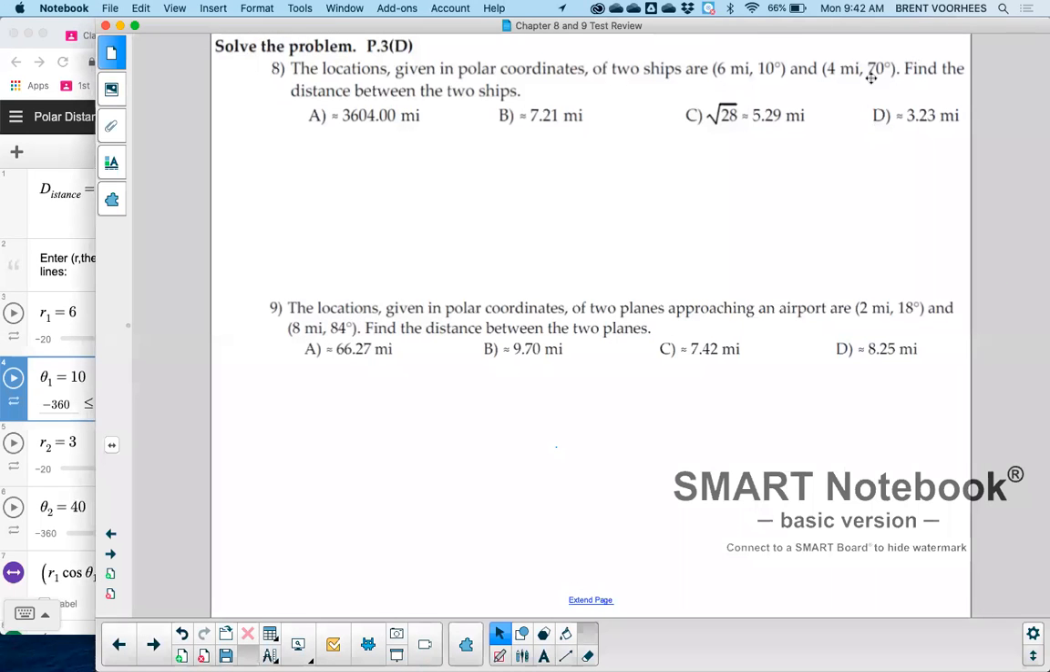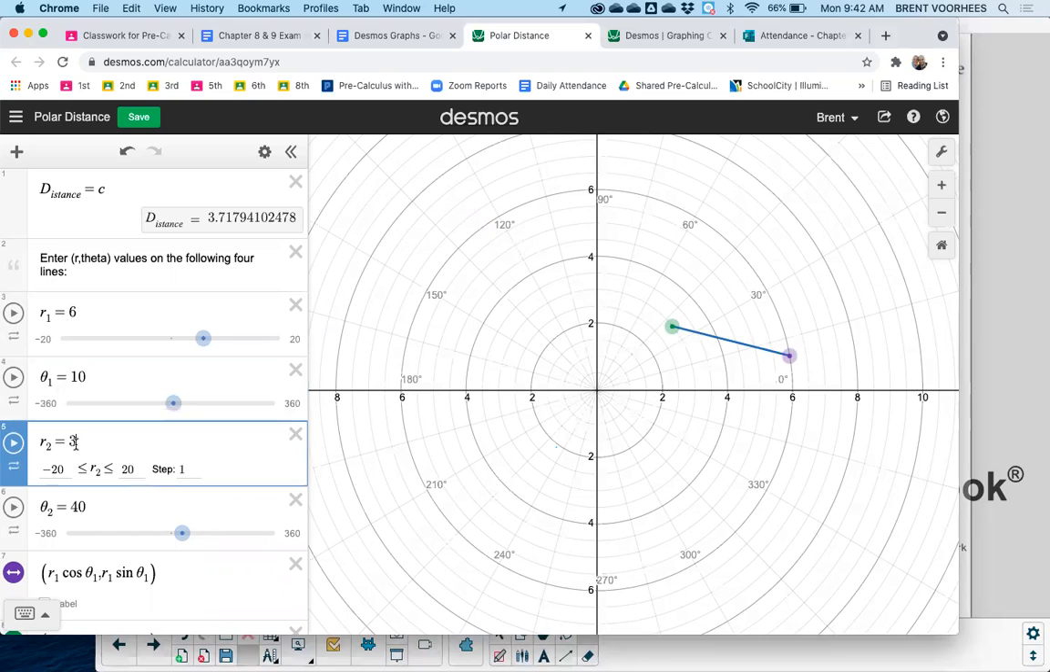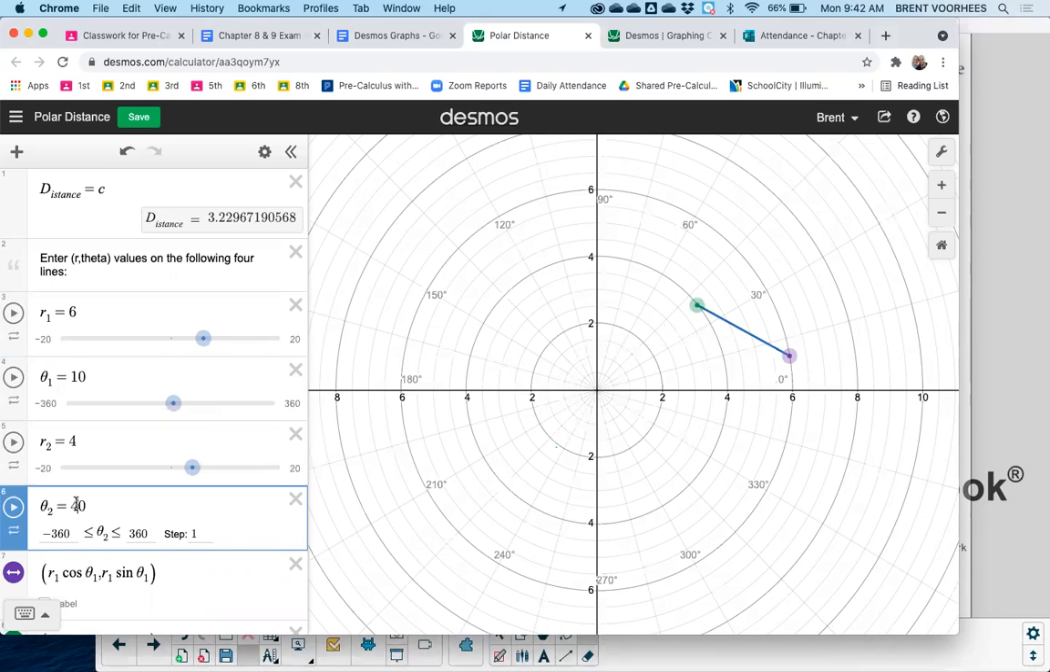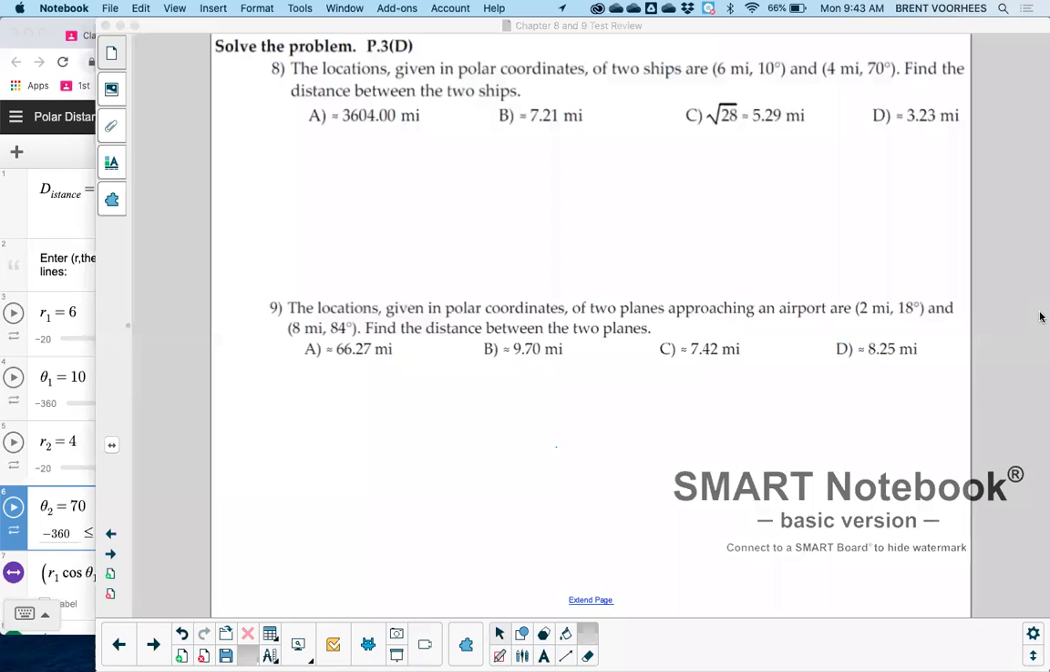The other point is 4, 70. This one would be just past 60 degrees. There's 70 degrees, and it's on the 4th circle. Then you have to find the distance between the two, which is shown right here. It would be 5.29. Looks like the answer is C.